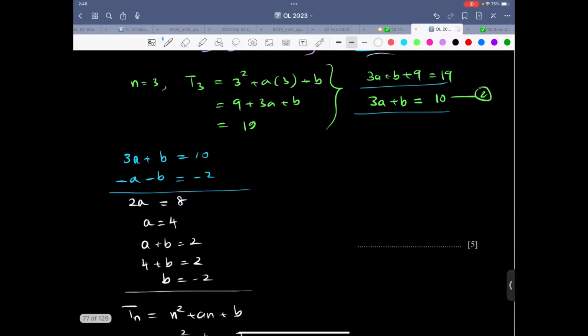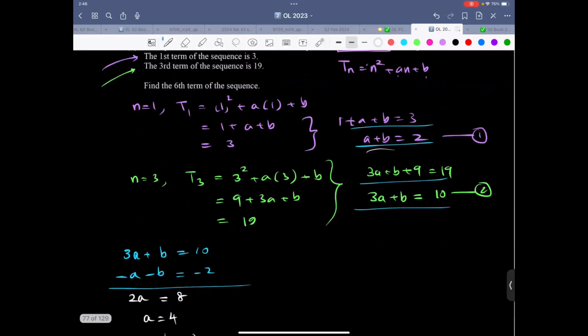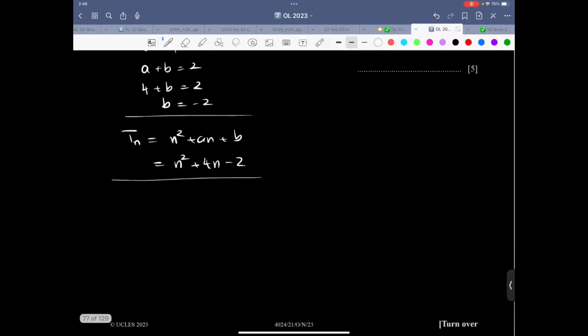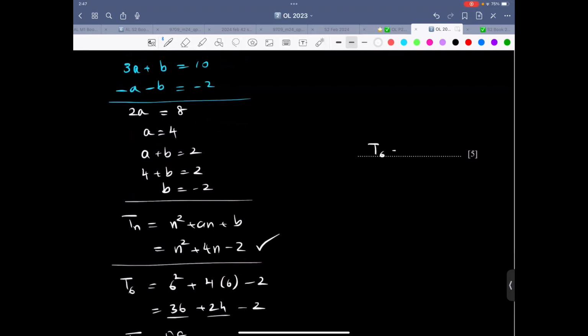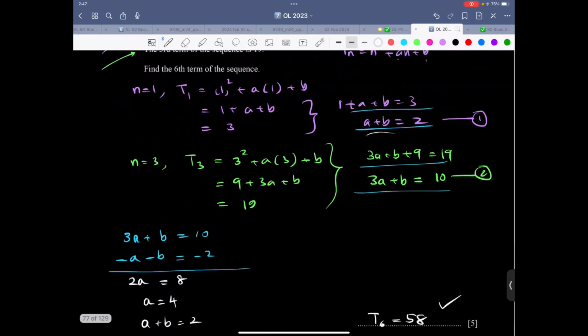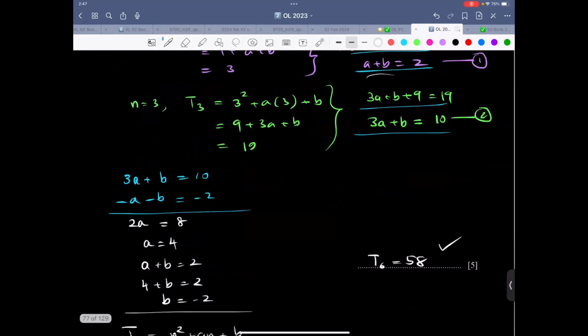That is the Tn. Are they asking for the Tn? They're asking for the sixth term. So we need to get this formula. Then the sixth term is 6 squared plus 4 into 6 minus 2. This is 36, this is 24 minus 2. 36 plus 24 is 60. 60 minus 2 is 58. So therefore, the sixth term is 58. That is the answer. So a very beautiful question. All you have to do is to have a presence of mind in order to solve this particular question.